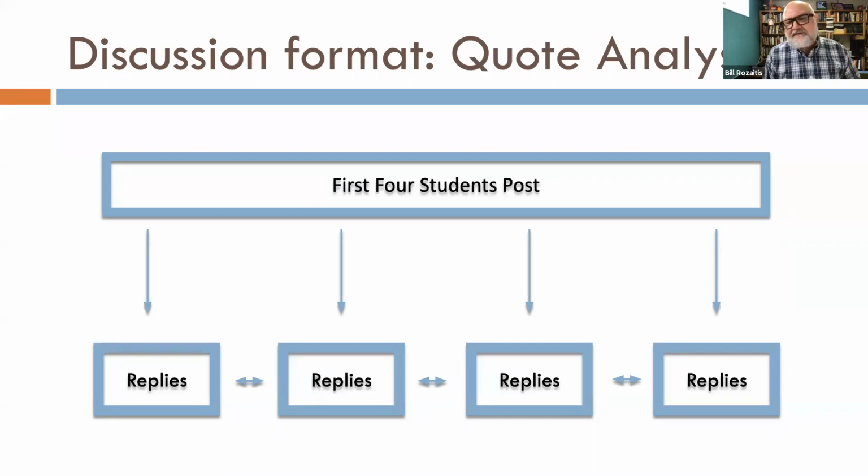Another format that's useful, and that I've used and others have had good luck with as well, is called the quote analysis assignment. This is not dissimilar from the post and response, but it's got a twist, and that is the students are the ones who are generating the content that the rest of the class responds to.